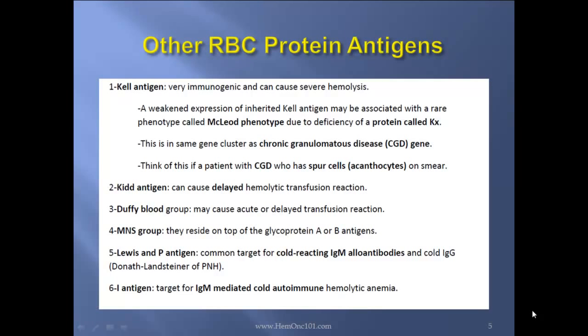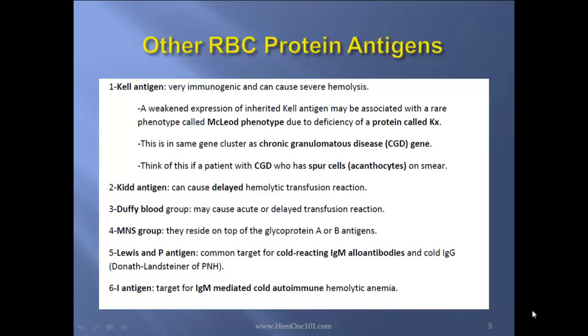Other RBC protein antigens: Kell antigen, very immunogenic and can cause severe hemolysis. A weakened expression of inherited Kell antigen may be associated with a rare phenotype called McLeod phenotype, due to deficiency of a protein called XK. This is the same gene cluster as chronic granulomatous disease. Think of this in a patient with chronic granulomatous disease who has spur cells, acanthocytes, on smear.